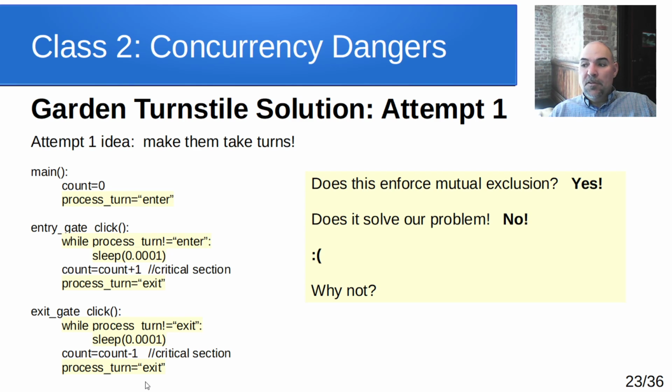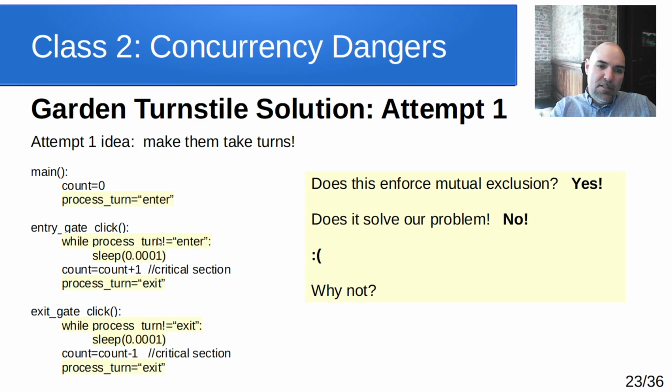So does it enforce mutual exclusion? Yes. But does it really solve our problem? No. So the question here is why not? Why doesn't that solve our problem? And the reason being is because we wanted to have mutual exclusion, only one at a time ever in the section. It guarantees that. But here's the problem.